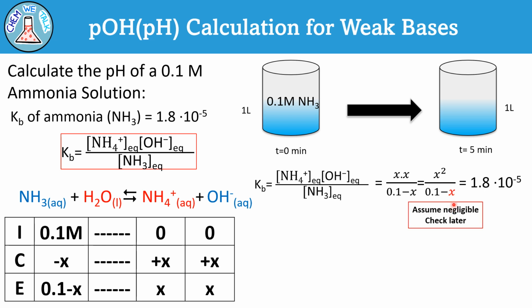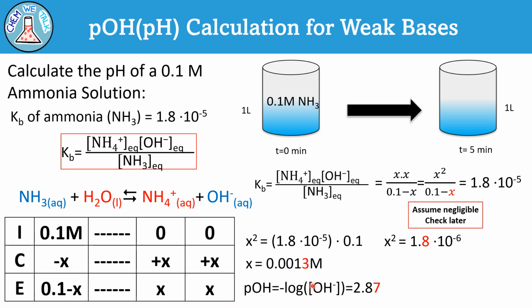We're going to make an assumption here that x is going to be negligible, and we're going to check later and explain the conditions for it. But if we do that, we can just multiply 0.1 times that, becoming 1.8 times 10 negative 5 times 0.1 equals x squared. X squared equals 1.8 times 10 negative 6. We take the square root, we get 0.0013. And once we go to our table, x corresponds to the concentration of OH minus. So if I take the negative log of x, we're going to get the pOH. But if the question was asking for pH, we just do pH equals 14 minus pOH, and you get that 14 minus 2.87, which was our pOH, is going to be equal to 11.13.